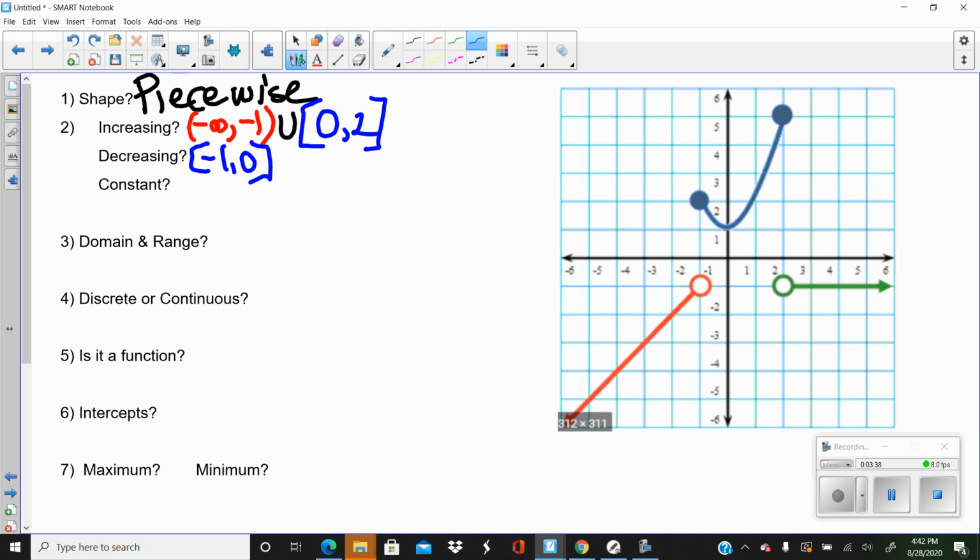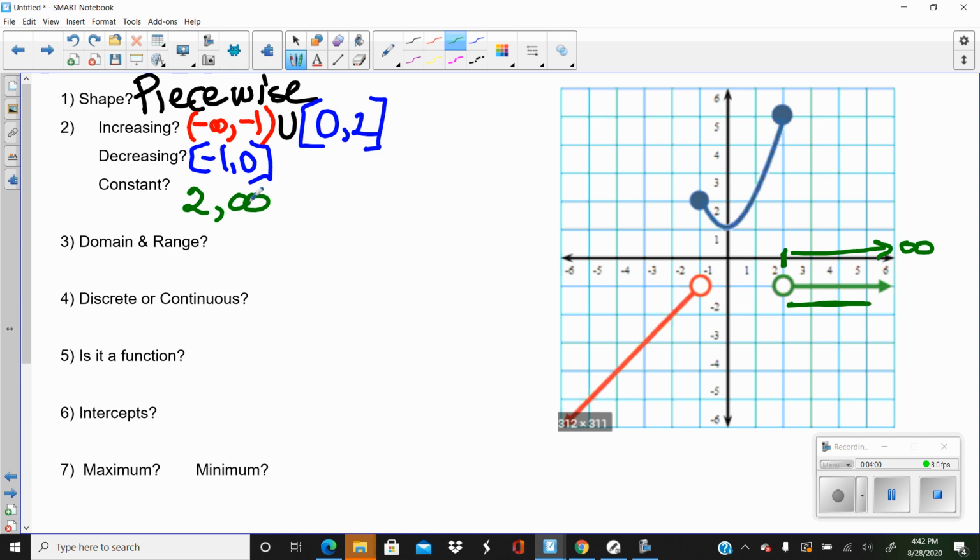Okay, so now let's talk about do we have any constant intervals on our graph? And this right here is our constant interval, starting at 2, but not including 2 because of the open circle, and continuing forever to positive infinity. So let's show what that would look like, all right? From 2 and then ending at positive infinity.